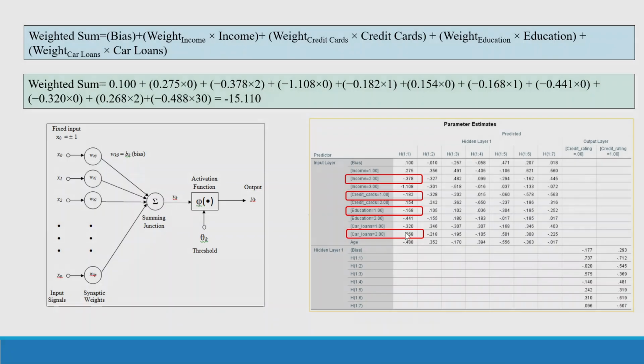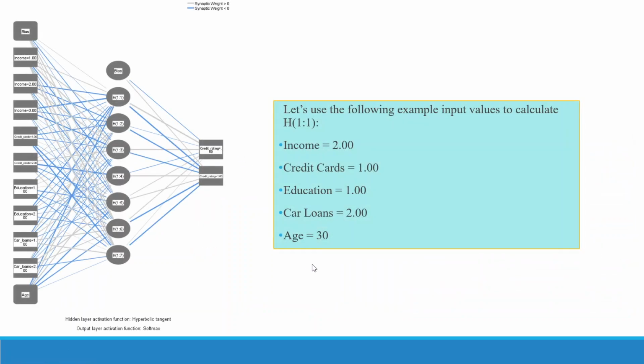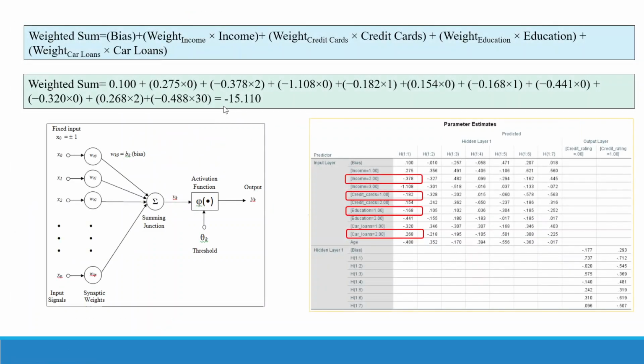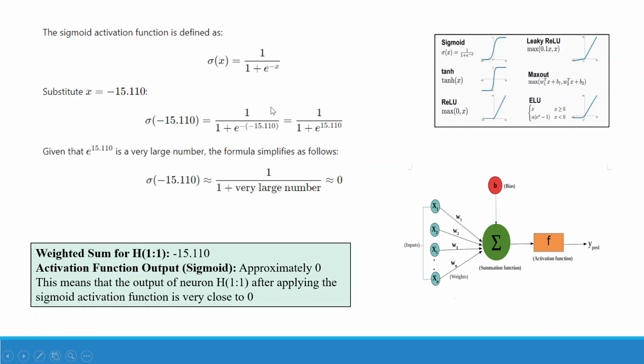So what we will write? 0.268 into 2. Now we will talk about the age. Minus 0.488 into 30. The age of the customer is 30. So we got the value minus 15.110. This is what I was trying to explain, the summation. This is the summation which we have done, and this is the value which we got. Now we have to see whether the node will get activated or not based on this value. So it is minus 15.110.